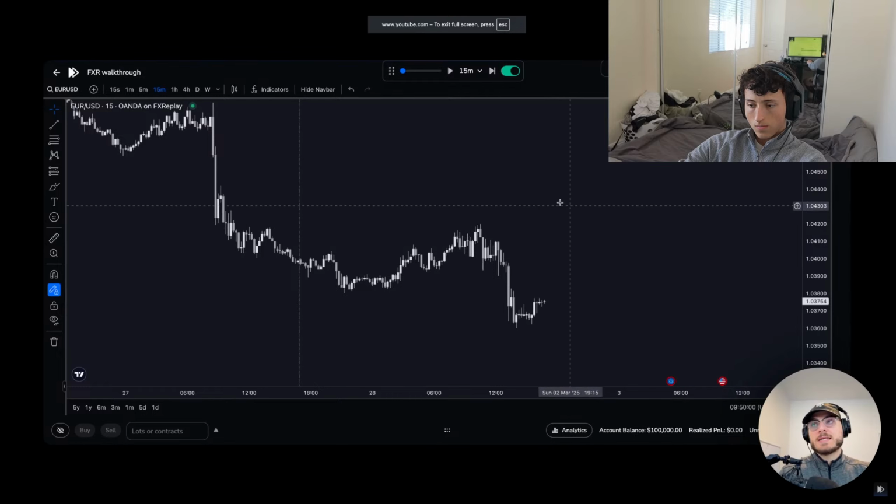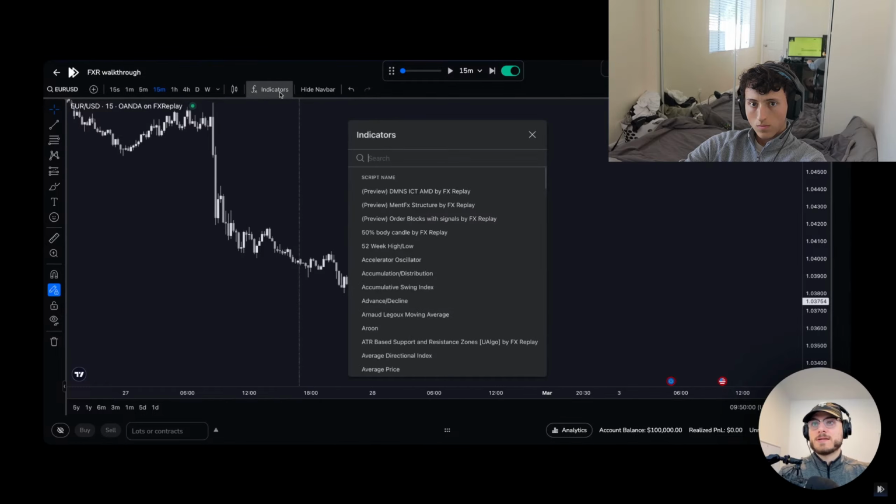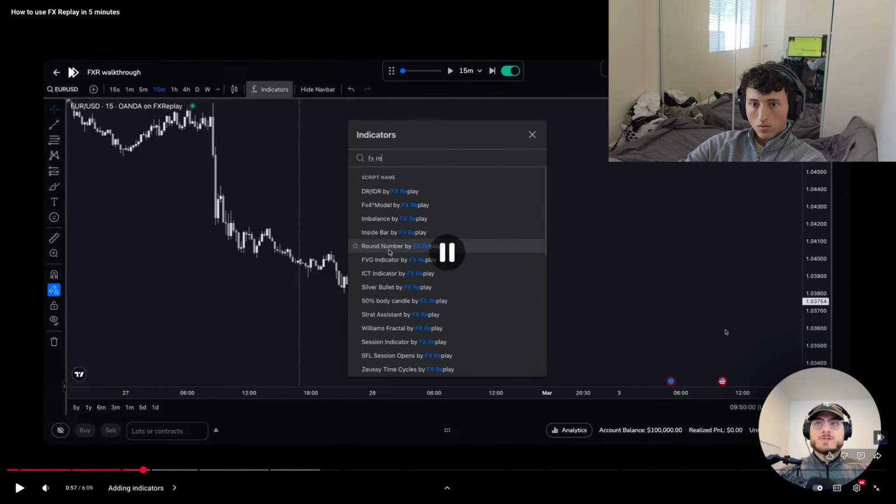And what I want to do is add an indicator. So I'm going to click indicators. I'm going to click FX replay. And then these are all our custom indicators that we have here. So I'm going to select the round number by FX replay.